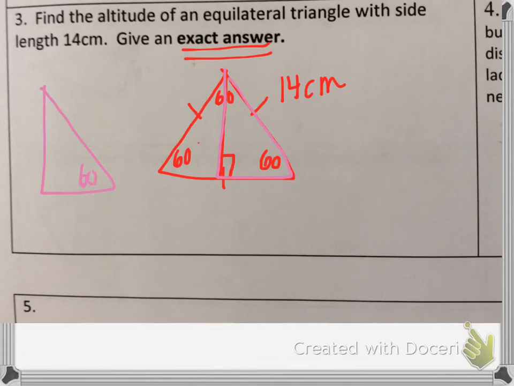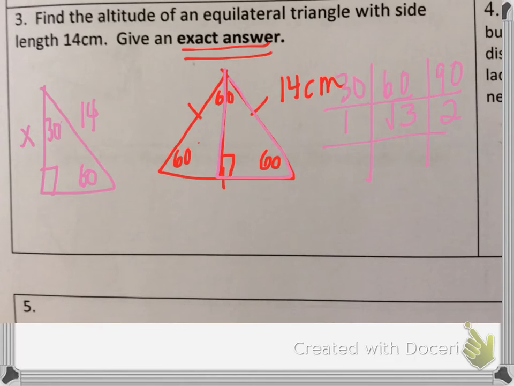This was the 60 degrees. We know this is 14 centimeters. And that means this is the 30 degrees. And I need to find the altitude, so I'm going to name that x. So if I use my reference triangle, 30, 60, 90, I'm going to draw the chart here, 30, 60, 90. I know the ratios are 1, root 3, 2 for the side lengths.